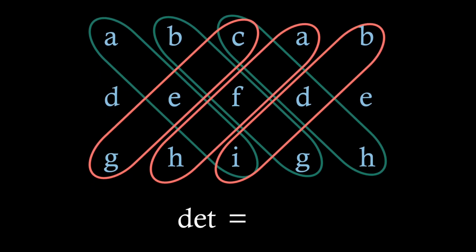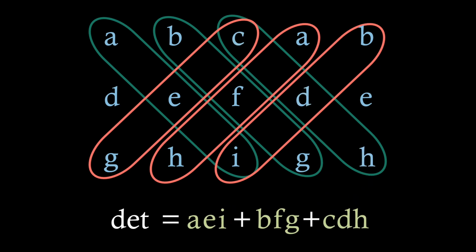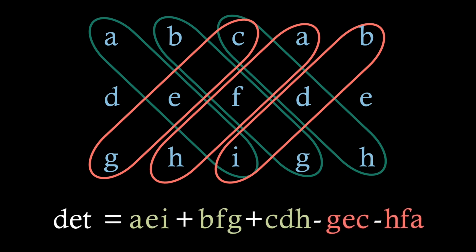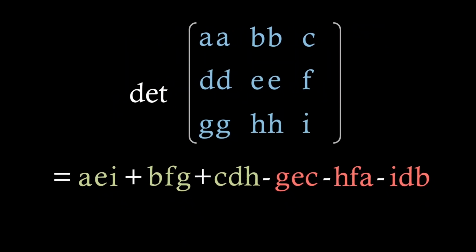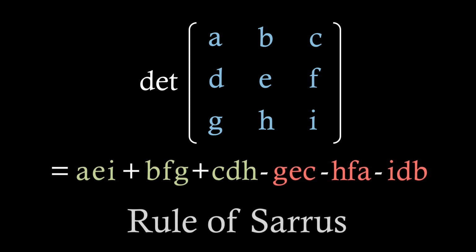Well, starting with the green diagonals, we'll look at the first one. If we take the product of A, E and I, then add the product of B, F and G, and finally add the product of C, D and H. Then, looking at the red diagonals, if we take away the product of G, E and C, and take away the product of H, F, A, and finally take away the product of I, D and B, we actually get a generalised formula for the determinant of our original 3x3 matrices. This process of finding a 3x3 determinant is also known as the rule of Sarrus.